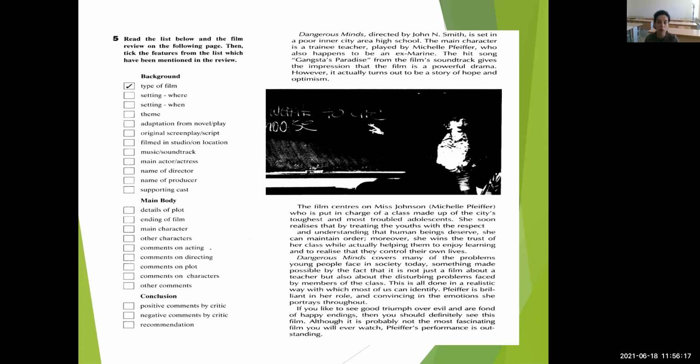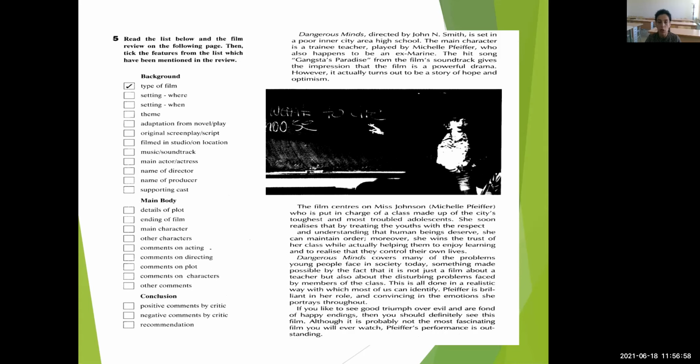So you can see here, you have to tick the list of those great features that is mentioned in the following review. For example, if setting, where, and when is mentioned, you have to put a tick. Theme, adaptation, for example, is it from a novel, from a play, or is the screenplay original? While speaking about the main body, if details of the plot, ending of the film, or characters, or comments on the characters are given, you can put some ticks to them. Then in the conclusion part, is it a positive comment by the critic, or is it negative? Is there a recommendation also with justification?